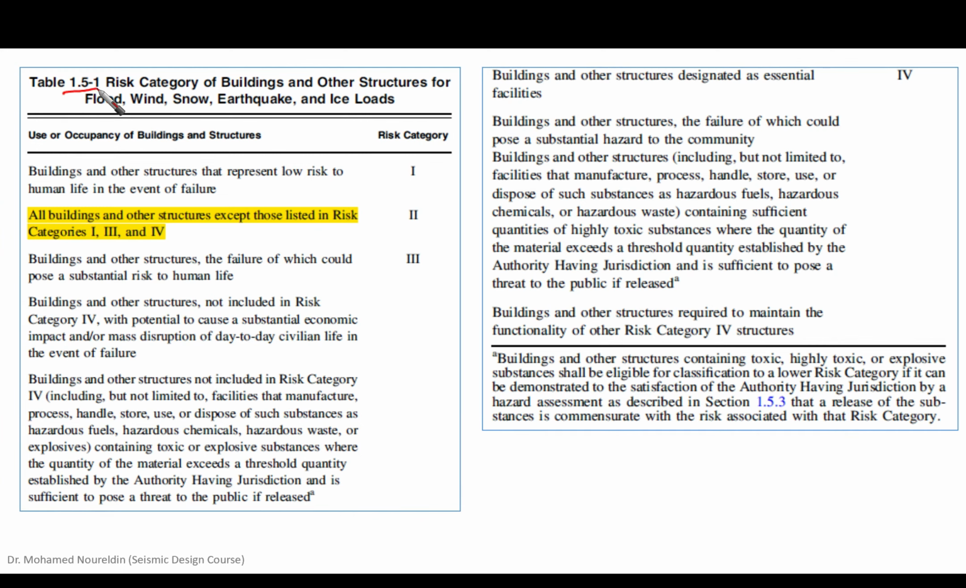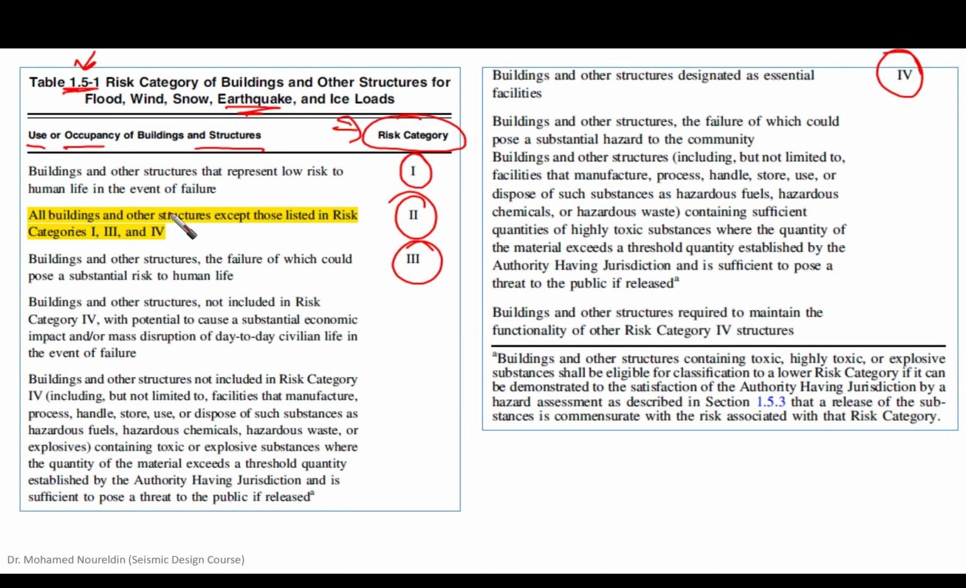This is the table. You can find it in ASCE, and the name of the table is Risk Category for Buildings and Other Structures for Flood, Wind, Snow, Earthquake, which is our main concern, and Ice Loads. In the left column, you are going to find the use or occupancy of the building or structure, and in the right-hand side we find the risk category. We have four different risk categories: 1, 2, 3, and 4. They are being used in different ways.